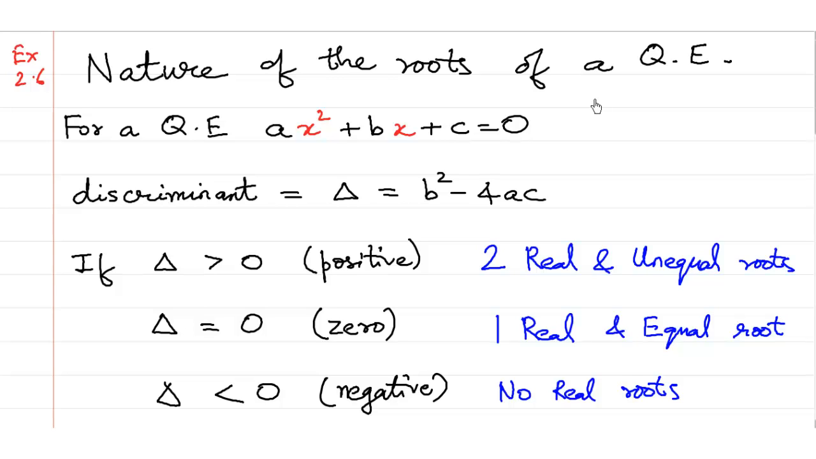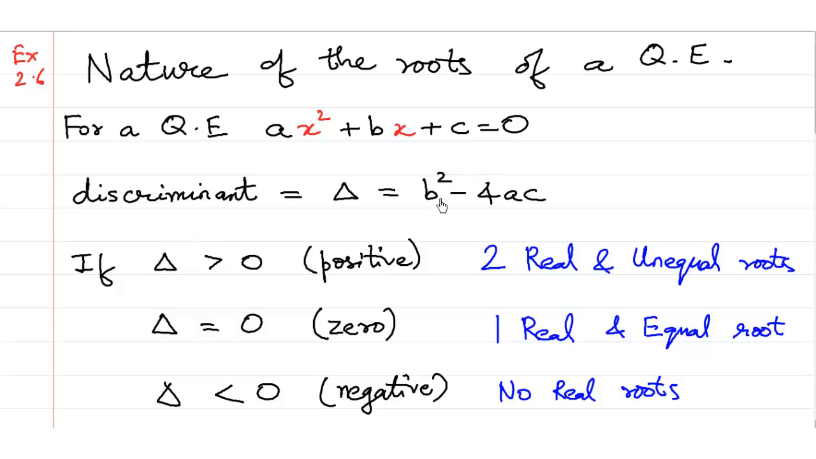In this video, we are going to learn about the nature of the roots of the quadratic equation. And this is discussed in exercise number 2.6. Now let us suppose we have a quadratic equation ax square plus bx plus c is equal to 0, where x is a variable and a, b and c are any real numbers. Of course, a is not equal to 0.